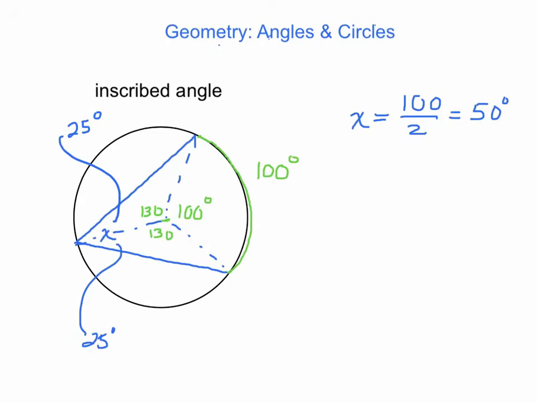So, in general, an inscribed angle equals half of the intercepted arc.